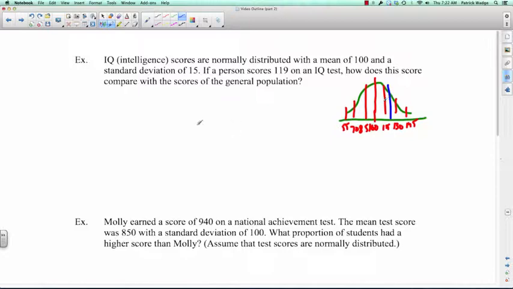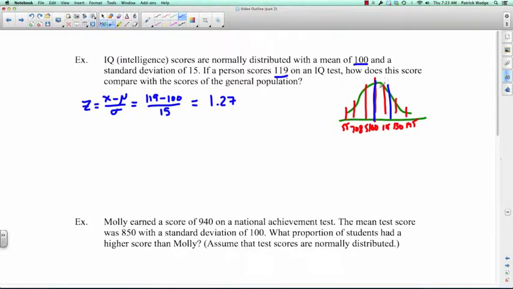So let's do that first. Z-score is equal to x minus mu divided by sigma. What's the score we're interested in? What are we talking about here? We're talking about 119. What's the mean? The mean is 100. And what's the standard deviation? 15. And if you subtract and divide, you get 1.27. It's positive. Yeah, that makes sense because it's above the mean. The mean's at 0 and this is above.